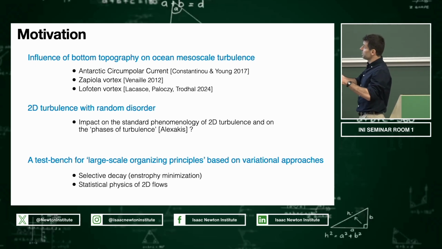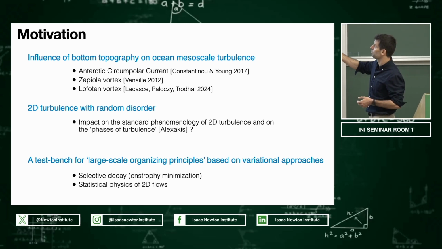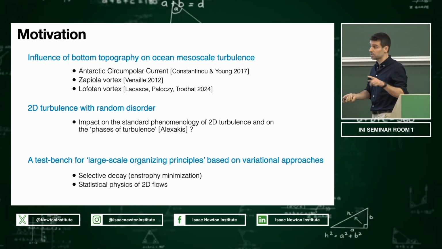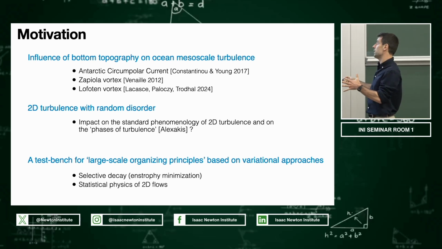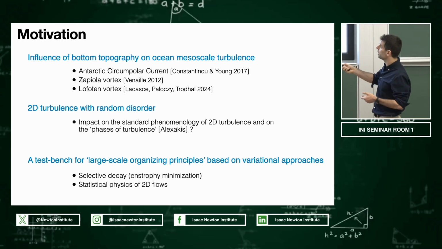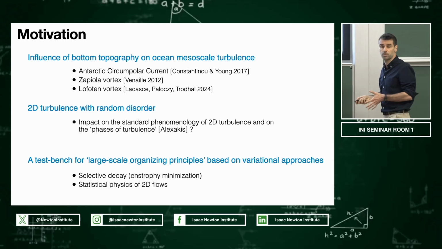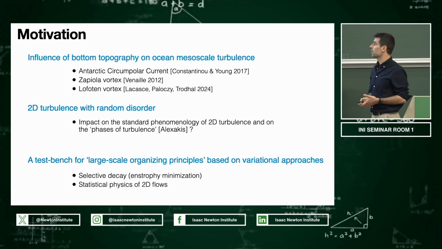It's known to influence this turbulence and also the large-scale currents in the ocean, such as the Antarctic circumpolar current that flows around Antarctica. And that's because, as a result of the topography, there is a strong stress applied by the current onto the ocean floor, and that's a way to remove momentum from this current here. At a more local scale, there are long-lived vortices that are associated with topographic features, such as the Zapiola vortex or the Lofoten vortex. So that's one motivation, oceanography.